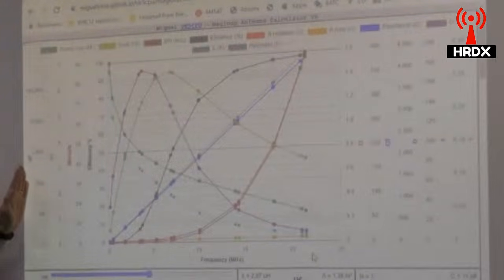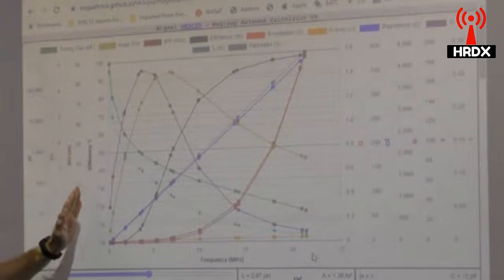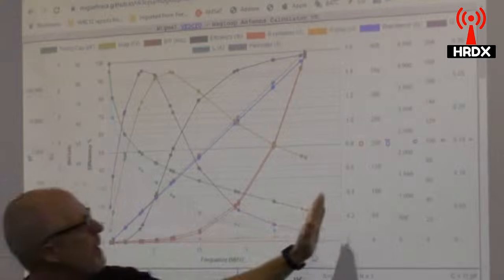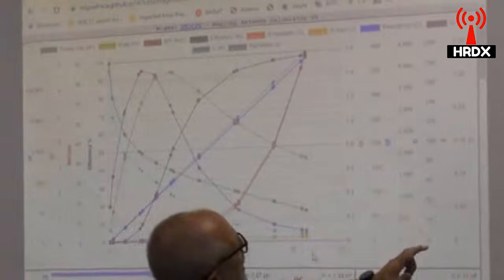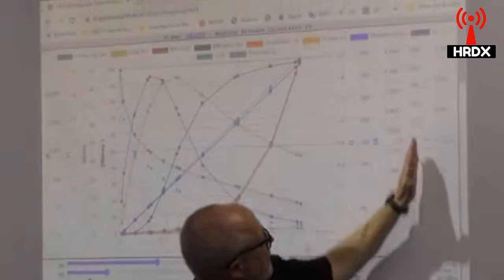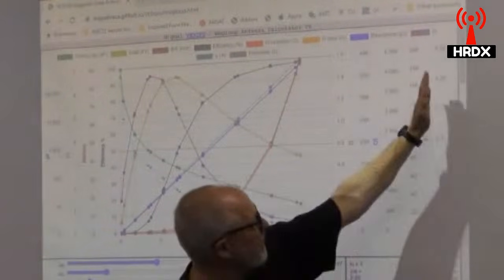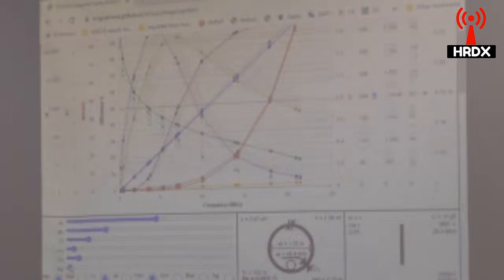So you've got your capacitor, the voltage that capacitor has to withstand, the bandwidth in kilohertz, the efficiency of the loop, your ohms, your reactance, what's that one? Your Q, the current going through the loop, and the wavelength of the loop. What I was able to do down here at the bottom is this is the ohmic resistance. You can see it changing here.